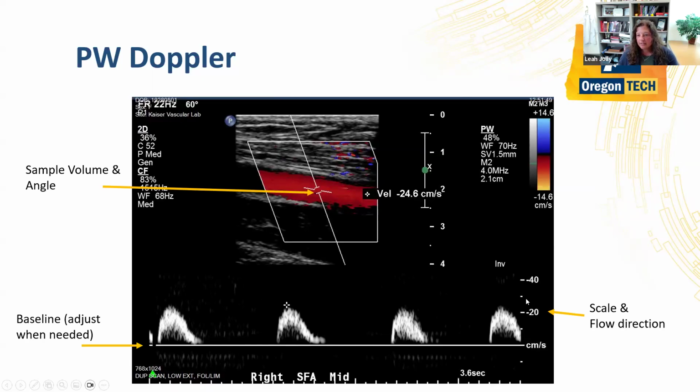We can also see flow direction here. So you notice that this is a negative number on top of the baseline. That means flow is moving away from the transducer. So we match that with this negative number on the red. We have a negative Doppler shift, so flow is moving away from the probe and going towards the feet.